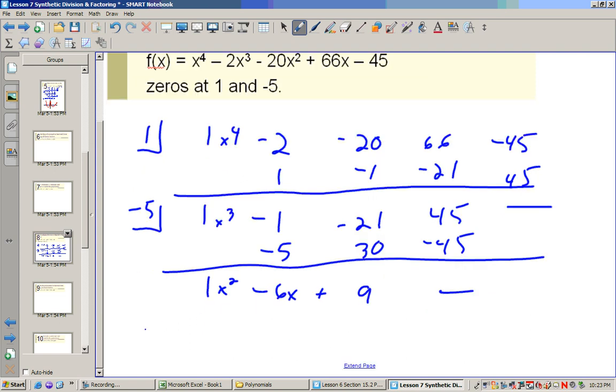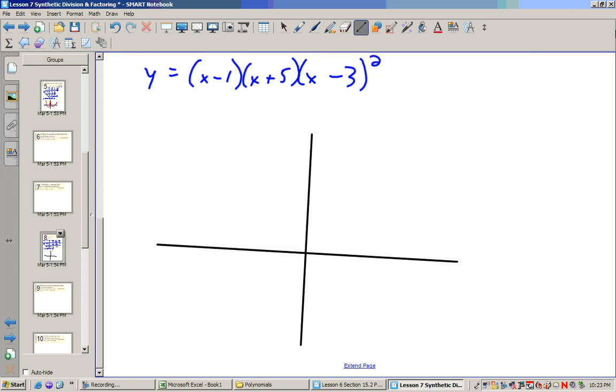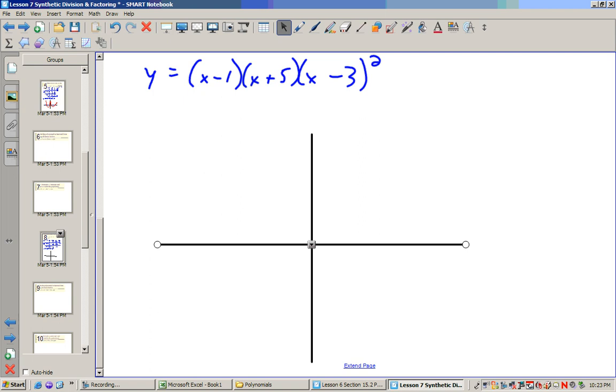So I could write this out as y equals x minus 1, x plus 5. This can factor into x minus 3 times x minus 3, so x minus 3 squared. All right, so if I want to draw this out, I made two crooked lines. One is embarrassing enough. Two, that's just embarrassing.